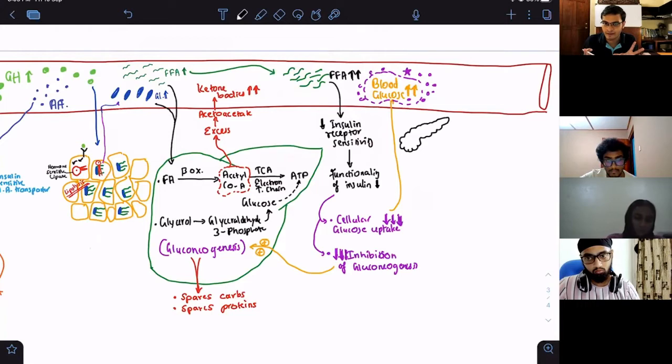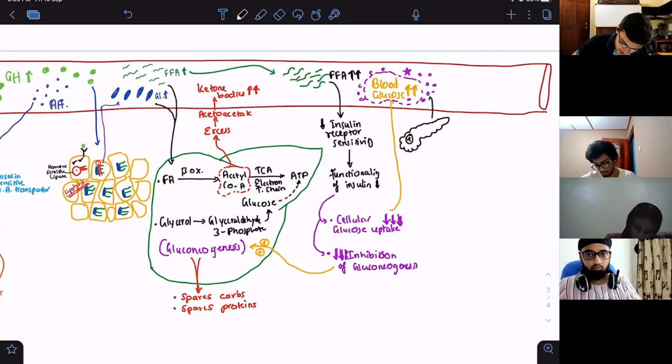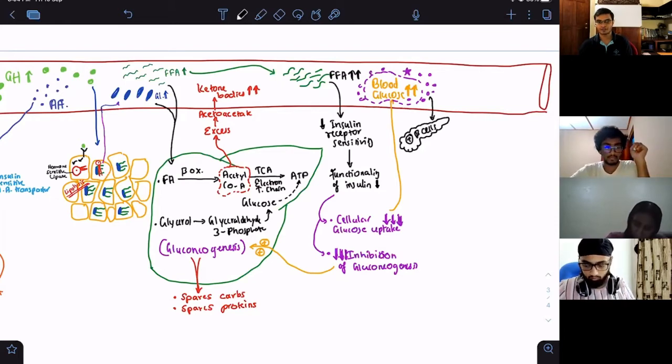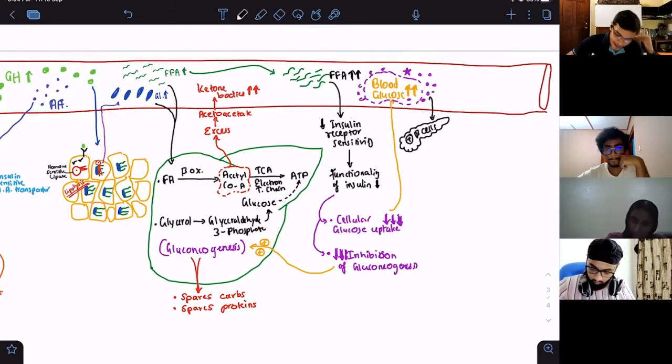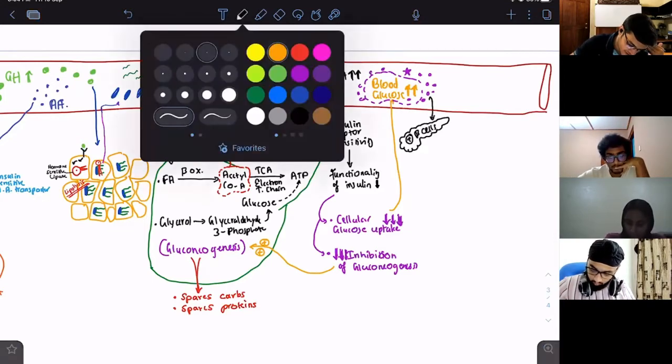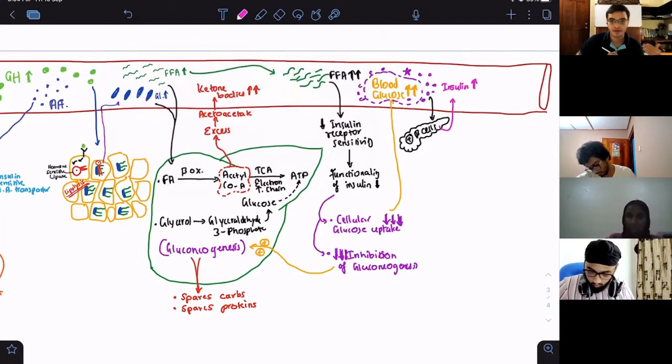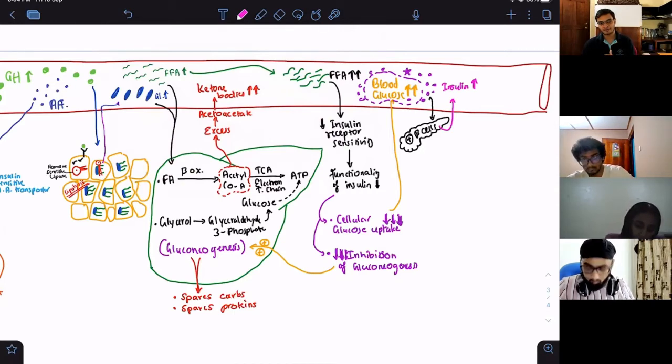There is going to be a stimulation of the beta cells. And what are the beta cells going to do? It's going to secrete insulin. Now what is happening? Insulin level in blood increases. Insulin in the blood increases, right?